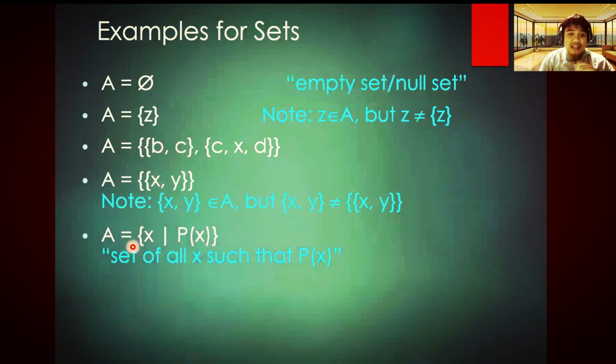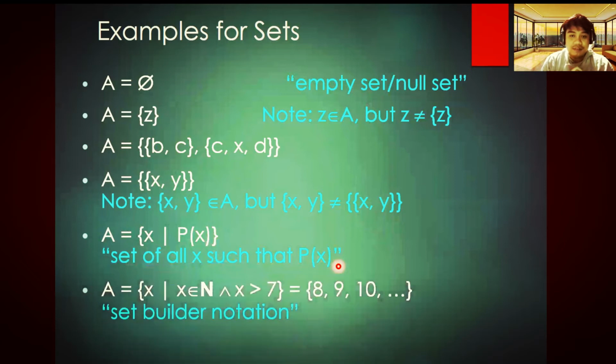So we have here set A that is equal to x such that x belongs to this function p of x. Okay, so this is the set of all x such that p of x. So we have here 6 examples.